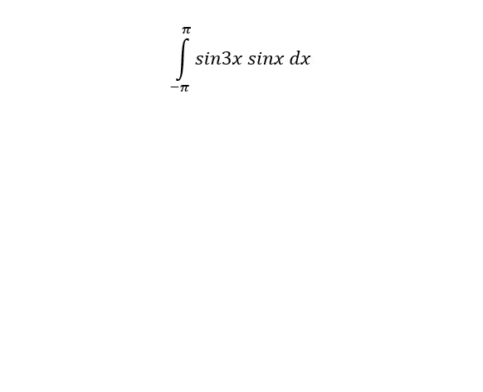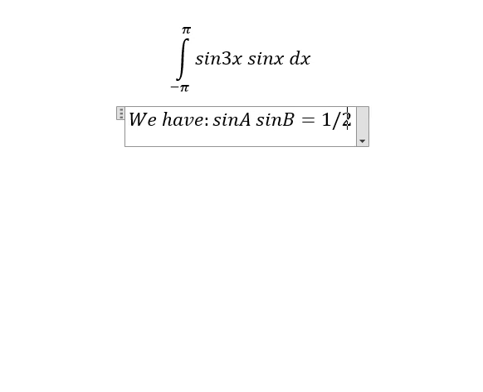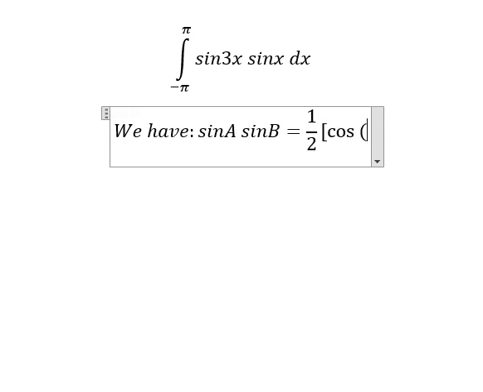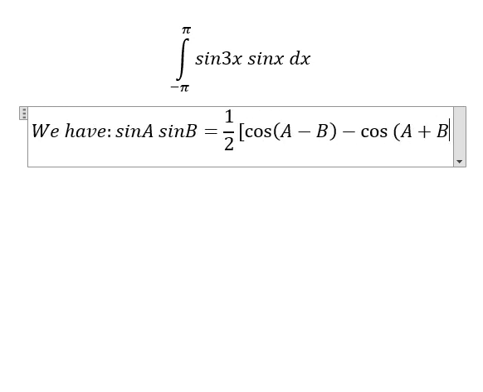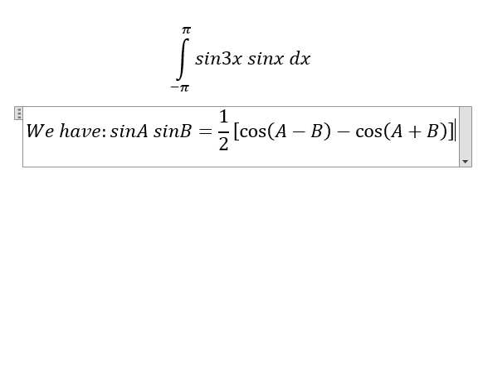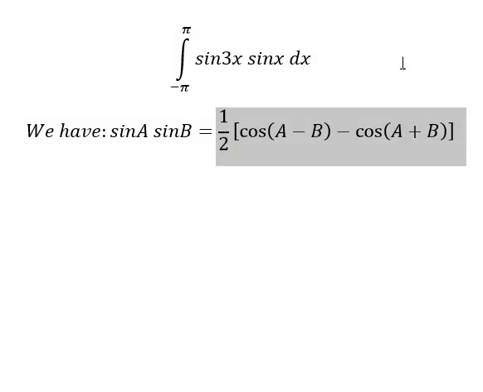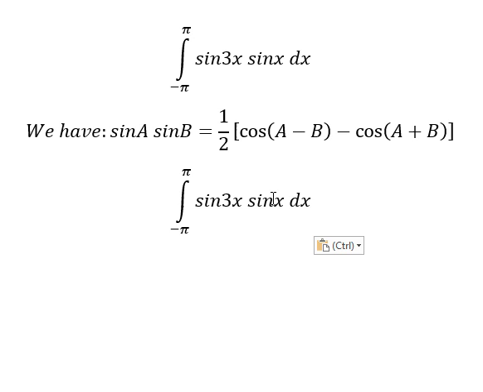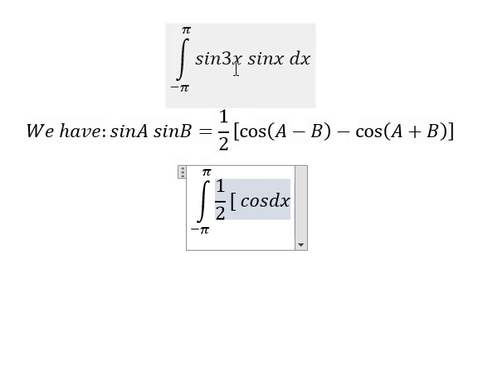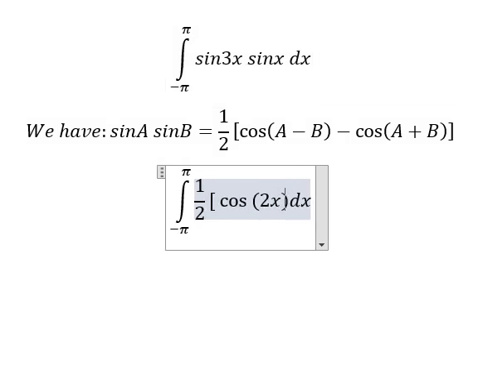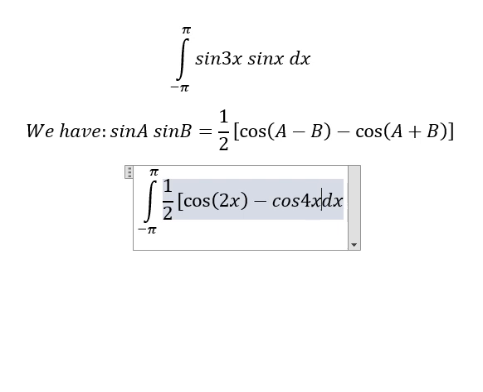So now I want to show you how to answer. We have the formula in here. So we need to transform this one into this one. And then we have like this. 3x minus s, we have 2s. The next one, cosine 4x.